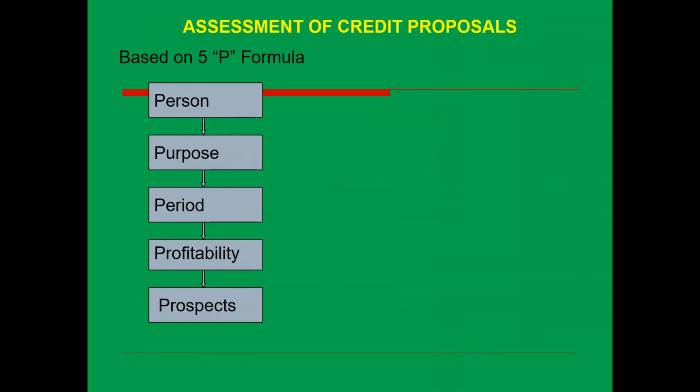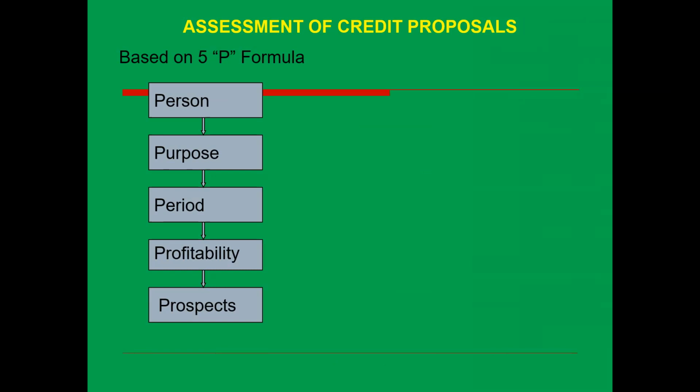Assessment of credit proposals based on 5 P's: person, who are the directors, who are the proprietors, who are the partners in that business entity; purpose for which the loan has been taken; period, for how much time do they want to repay, or for how much time do they want the working capital; profitability, whether they will be able to generate sufficient net profit or not; and prospects of the business in future. Is there any risk? Is there any low demand getting lower in future? That has to be seen. So these are the 5 P's of the formula.